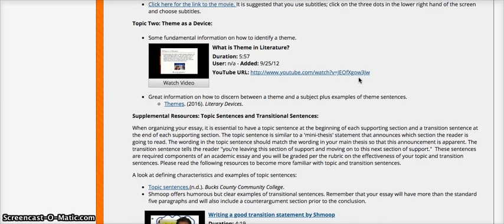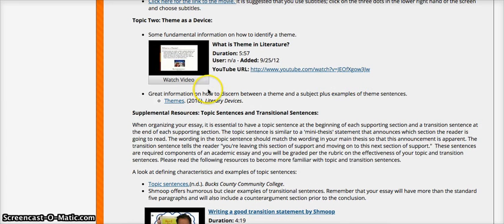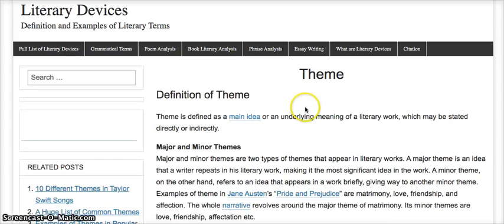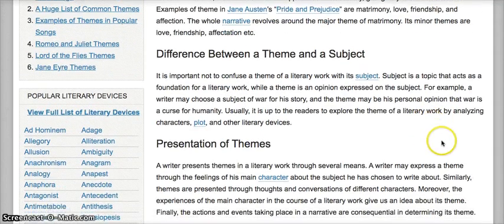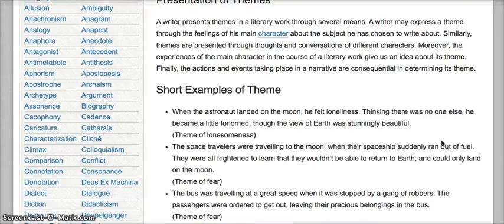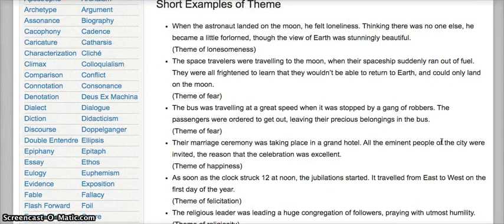For topic 2, there's a video here that talks about theme as being a literary device. So if you need a refresher on what theme is, the video to watch is definitely this. It talks about theme in literature. And you also have a link here that is a great resource that helps you to discern between a theme and a subject, and it gives you plenty of examples of theme sentences. Because theme is not just a topic. Theme is always a lesson that is being taught to the reader by the author. Okay?